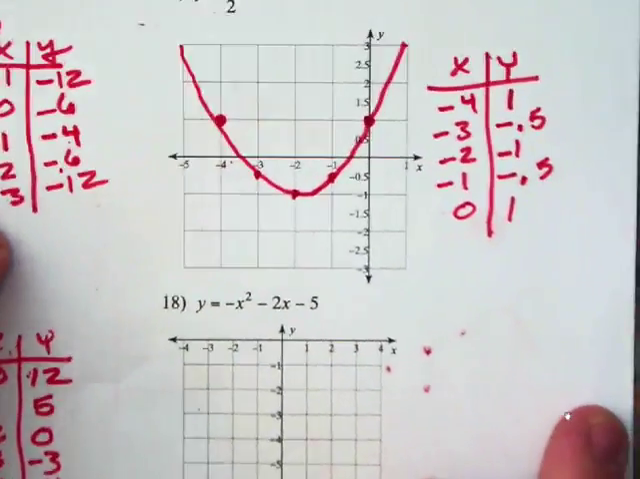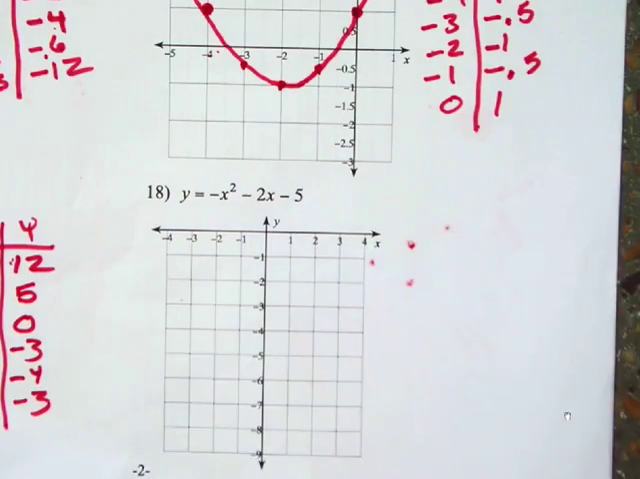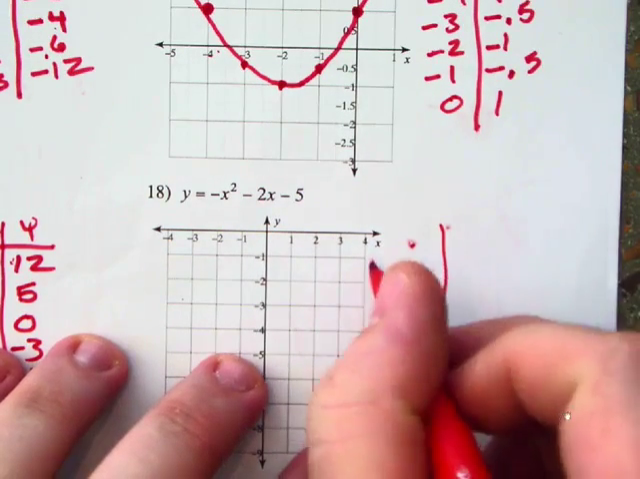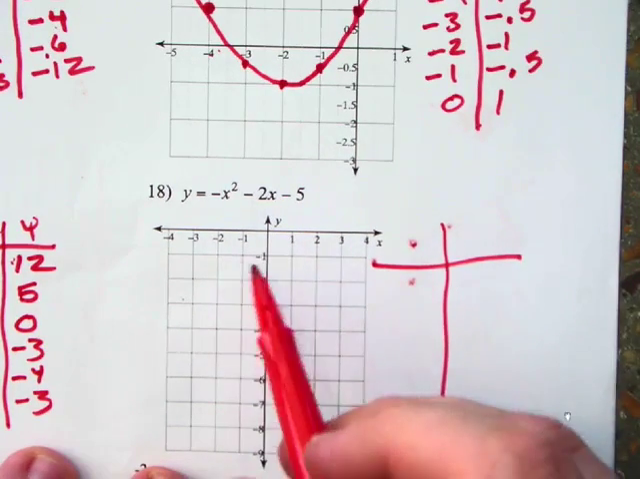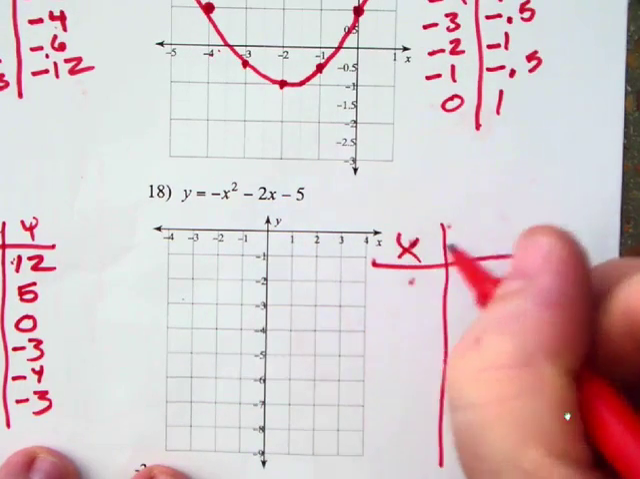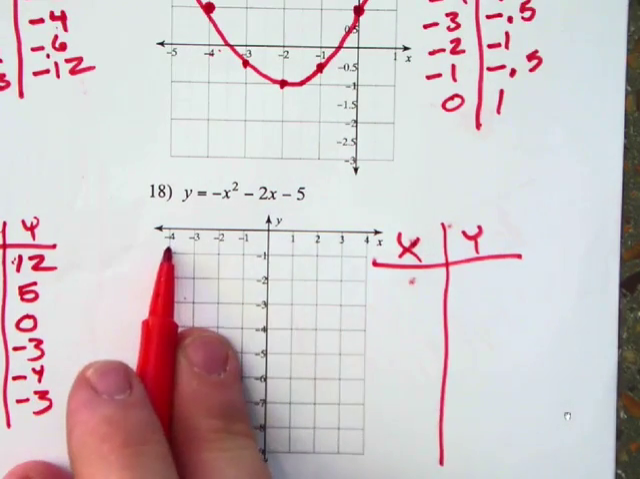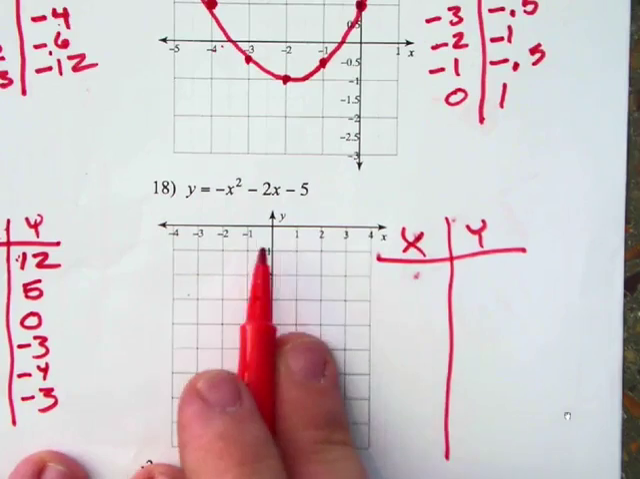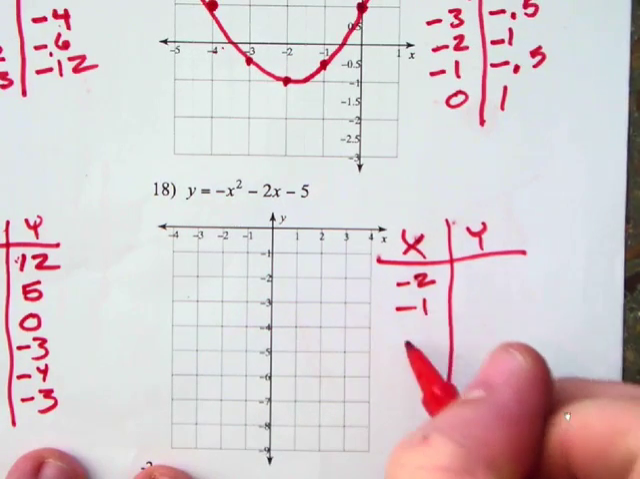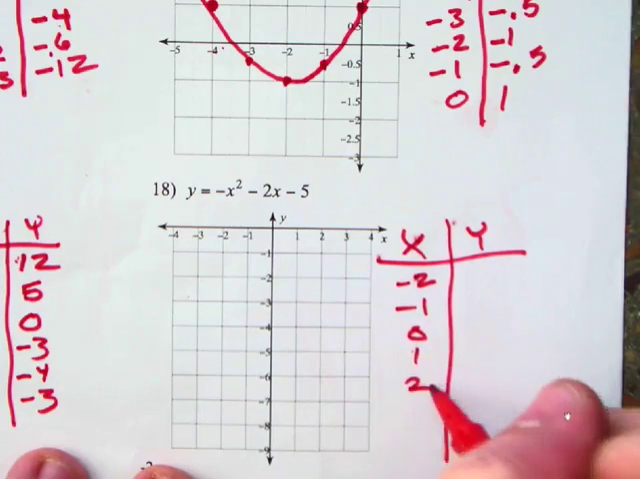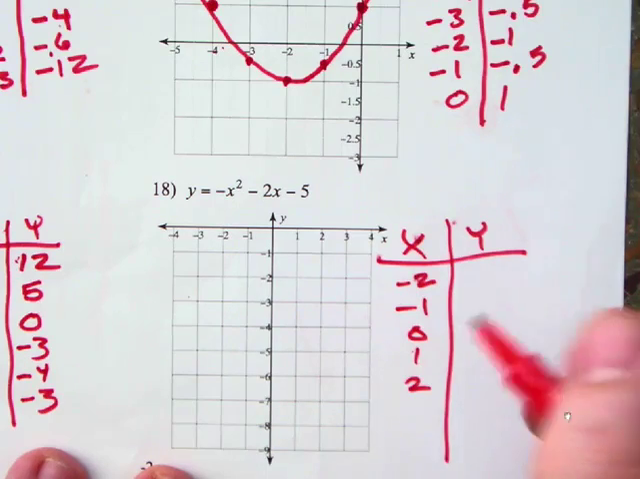Okay, let's go ahead and make a table over here for 18. Again, we're doing this one as if you don't have a calculator that will graph it for you, and that's perfectly fine. So x, y, what are our options on x? All the way from -4 to 4. So I'm just going to choose a couple easy ones. I'm going to do -2, -1, 0, 1, 2. So just write these 5 right here in the middle, and I'm going to plug them in.